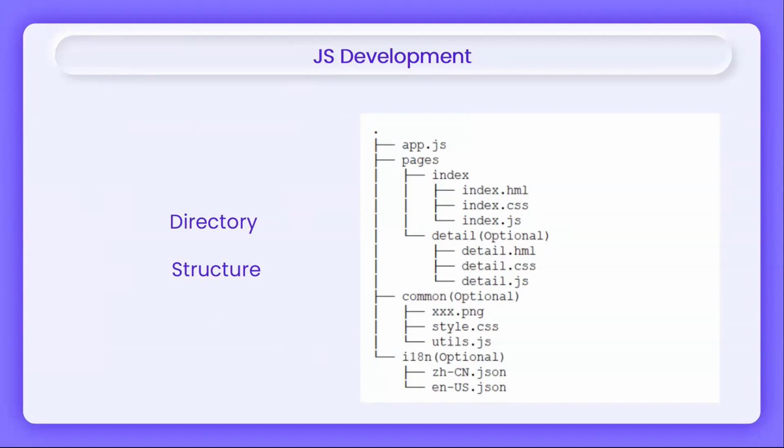And in each page folder itself, it has three files. First one is the .html file. The second one is the .css file. And the third one is the .js file.